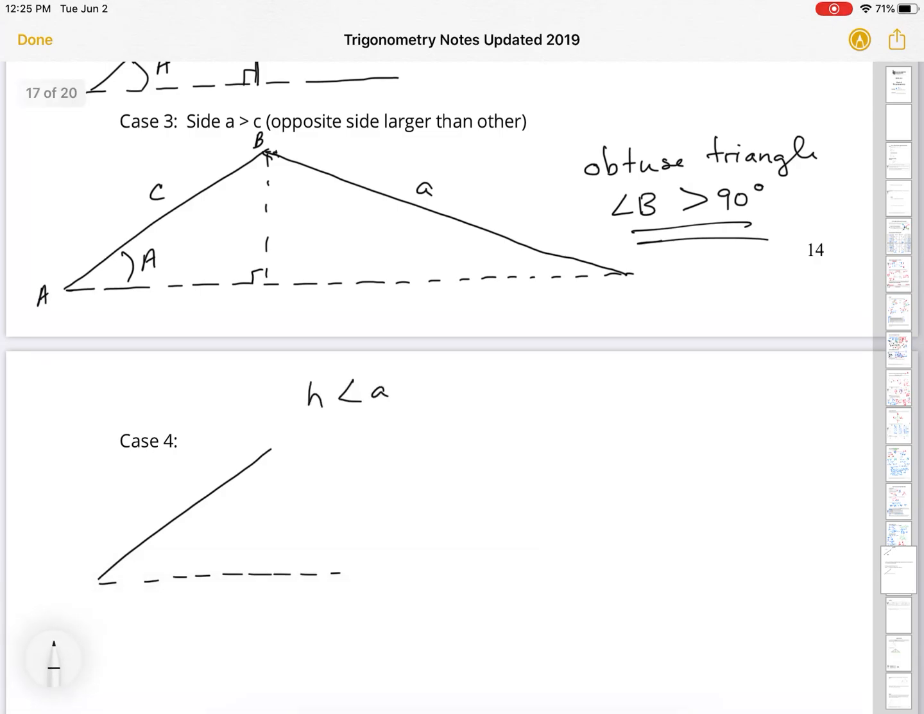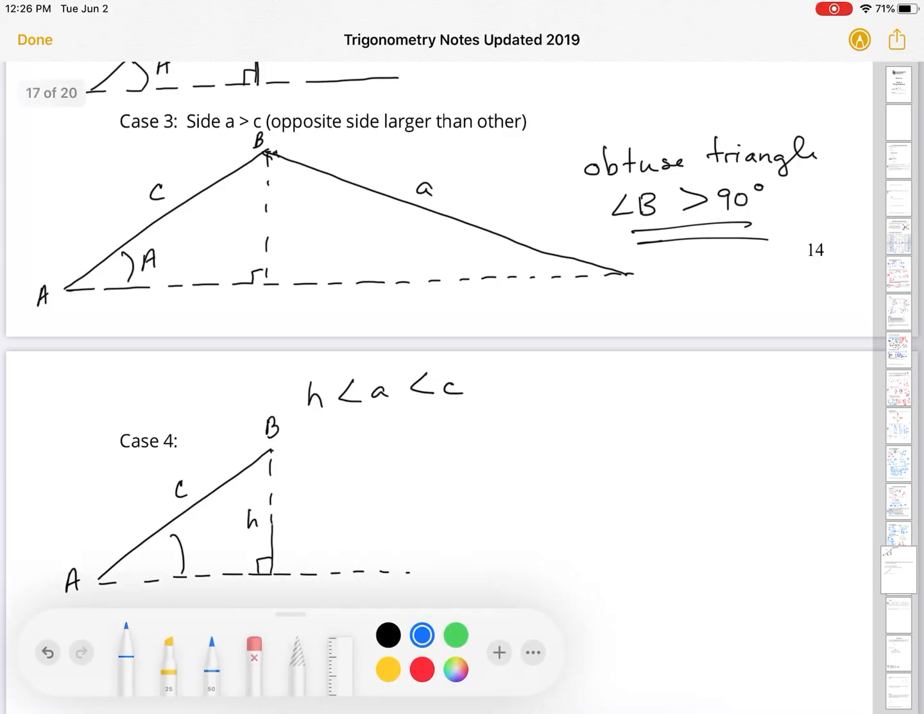If we get A is greater than the height, but it is less than C. So we have A here, we have our height in, C is there, but it's less than C, then we have two possible triangles. So I'll show you what happens.